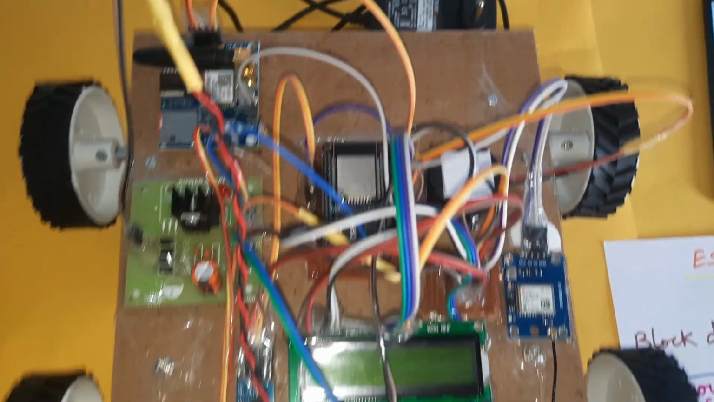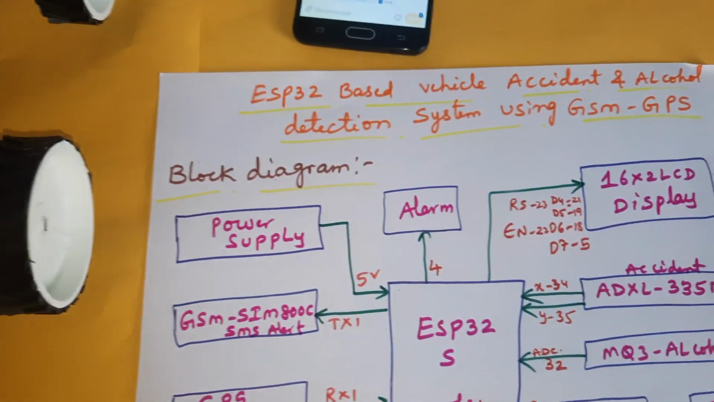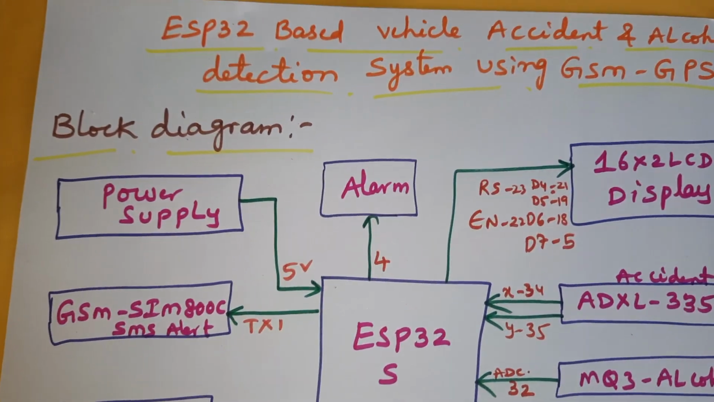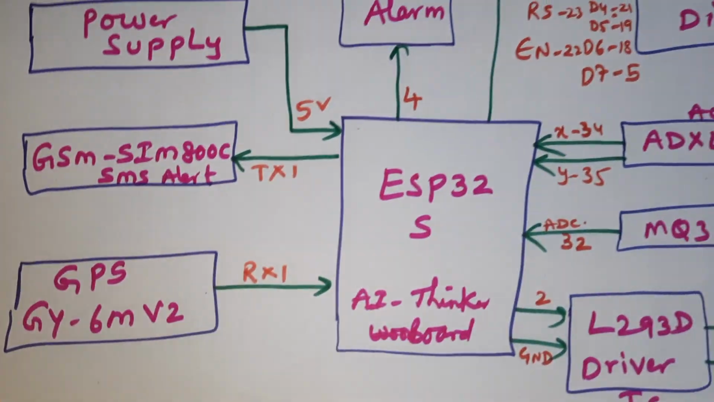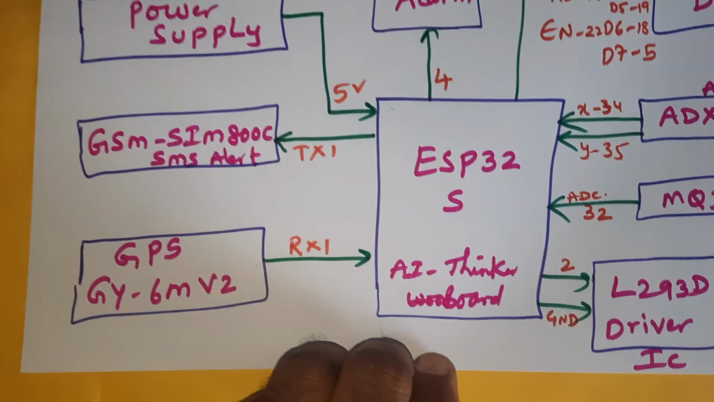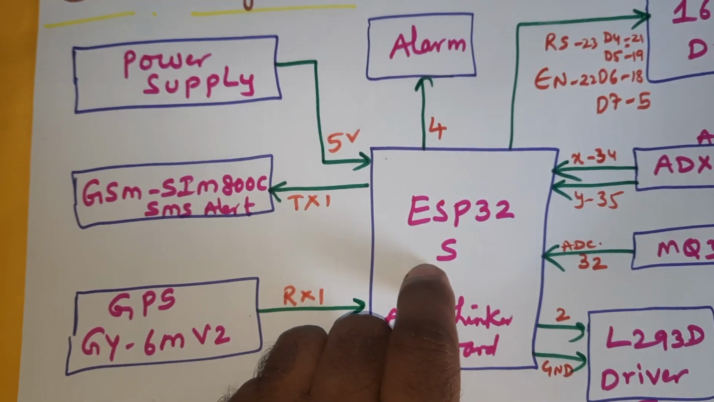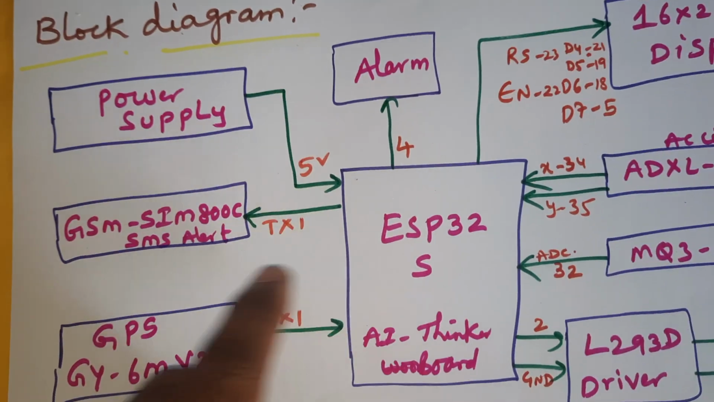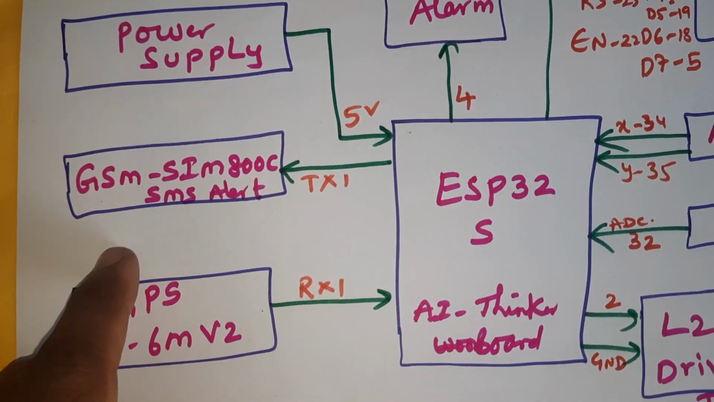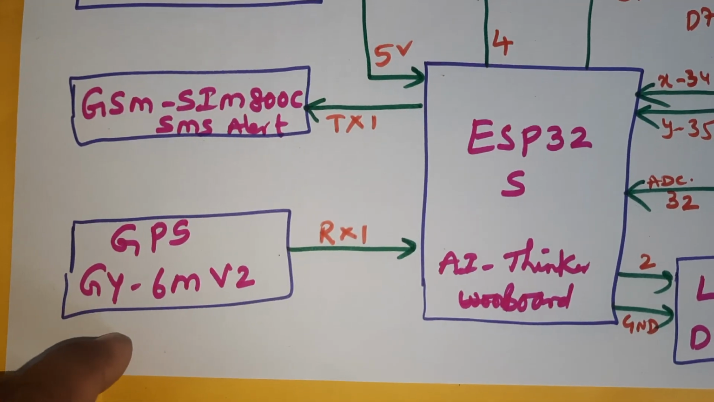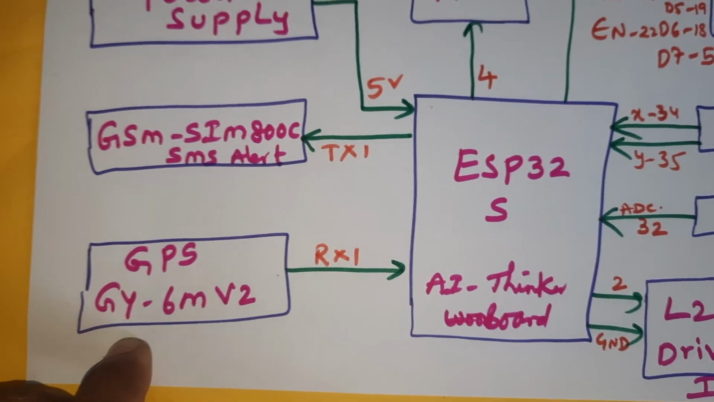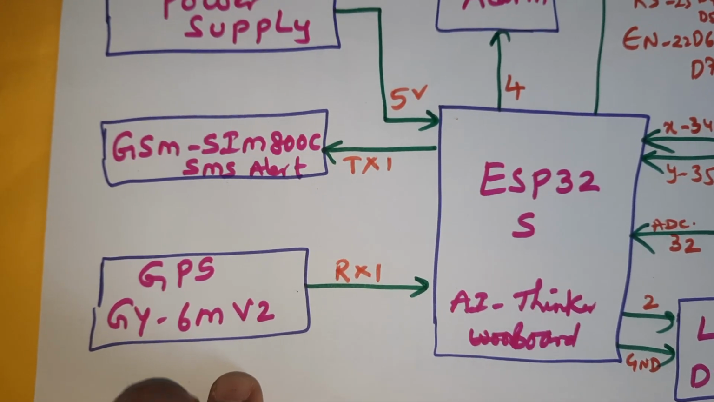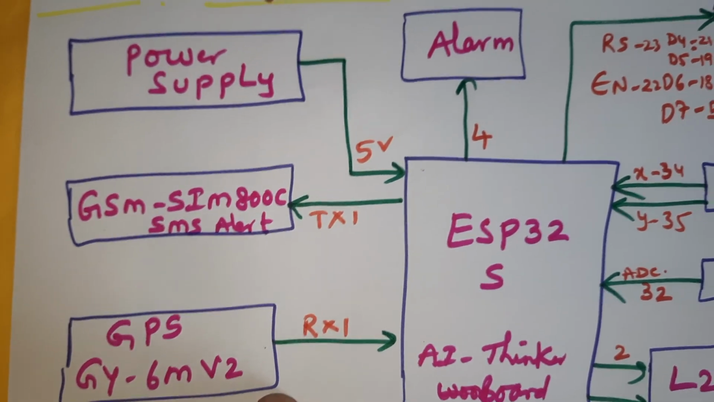Hi. The project title is ESP32 based vehicle accident and alcohol detection system using GSM-GPS. In this project we are using the ESP32 Rover module, AI Thinker board, the ESP32S module, and a 5 volts power supply connected to the ESP32. The GSM SIM 800C is for SMS alert purposes, and the GY-6MV2 GPS module is used to track the satellite location, latitude point and longitude point.